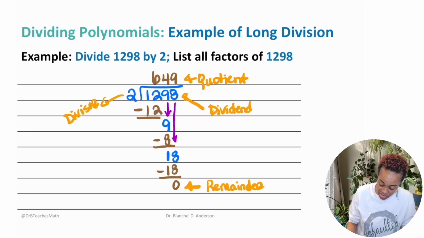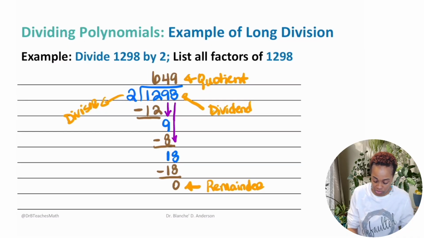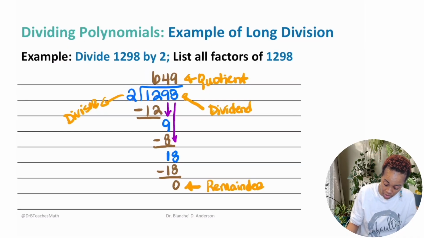So what this essentially means, because we got a remainder of 0, is that 2 is a factor of 649. Matter of fact, let's list all the factors of 649, not 649. I said that wrong. 2, because the remainder is 0, 2 is a factor of 1298. 2 times 649 gives me 1298. So that means 649 is also a factor. I said that wrong. So if I were to list all the factors of 649, I'll write it over here. Why do I keep saying 649? If I were to list all the factors of 1298, what would that be?